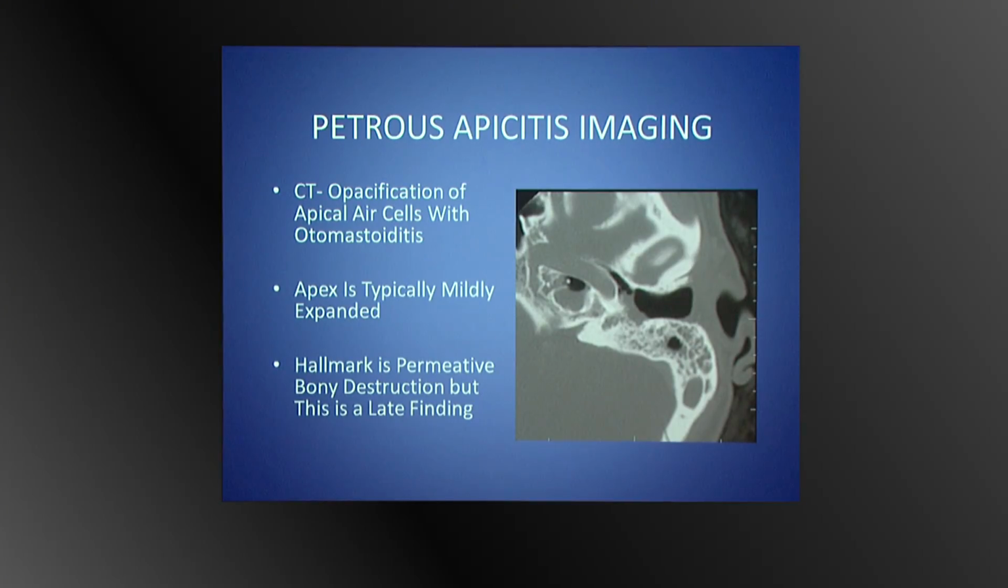On CT, you get opacification of the apex with otomastoiditis. You get middle ear and mastoid opacification. The first clue is that the apex may be mildly expanded on CT. I think that's a hard call at the best of times. And the hallmark is this permeative bony destruction, as you get with skull base osteomyelitis. The problem is you need about 30 to 50% of bone loss before you see that, so it's rare. But I think if someone is unwell and you see middle ear opacification, you see fluid in the apex, think hard about it, and recommend MR.